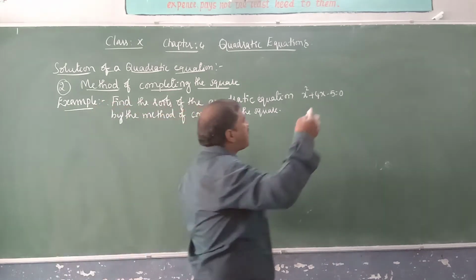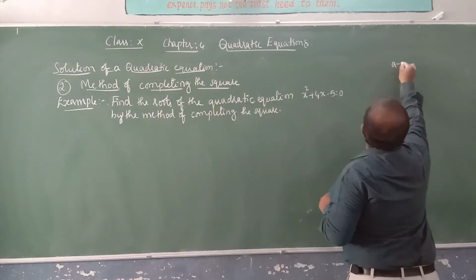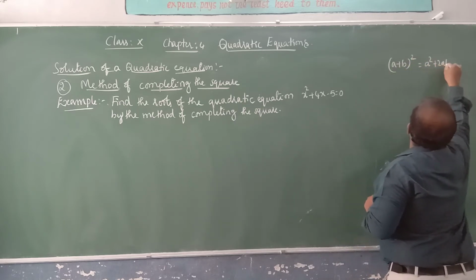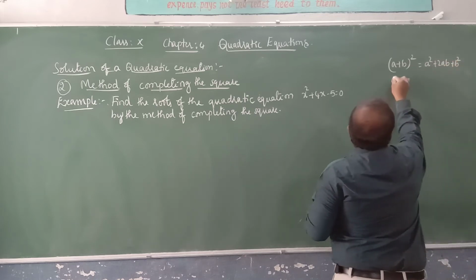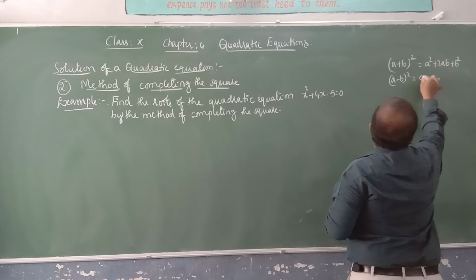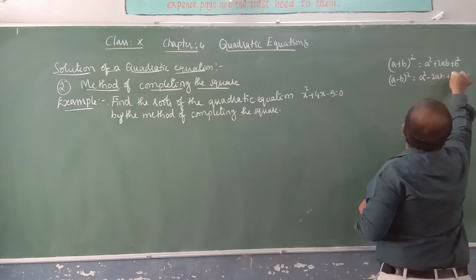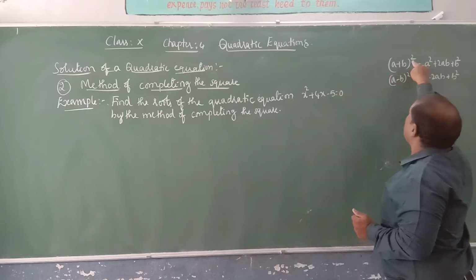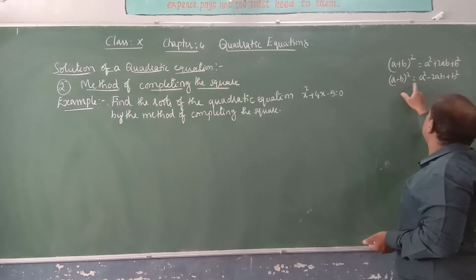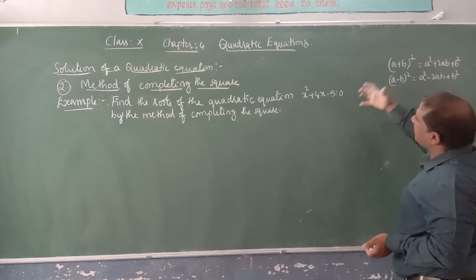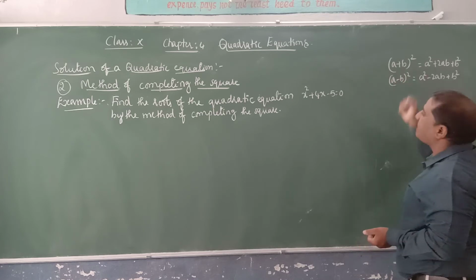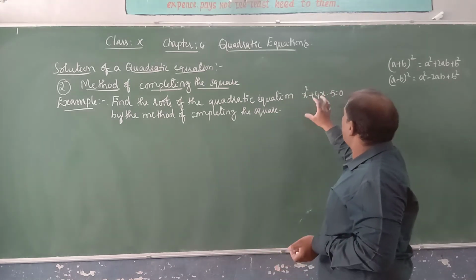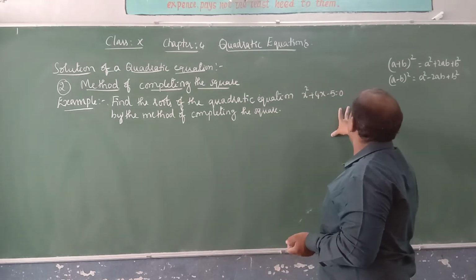See, we have algebraic identities. A plus b whole square is equal to a square plus 2ab plus b square. A minus b whole square is equal to a square minus 2ab plus b square. So we will convert the given equation in the form of a plus b whole square or a minus b whole square, which has three terms. So the given quadratic equation will be converted in the form of a plus b whole square or a minus b whole square.